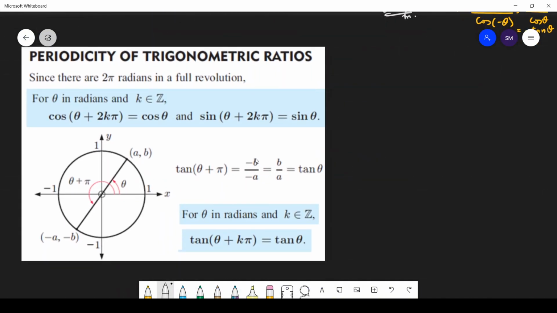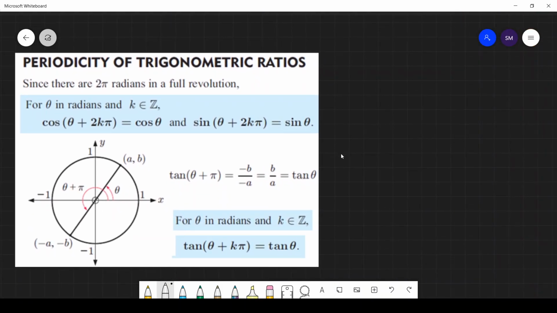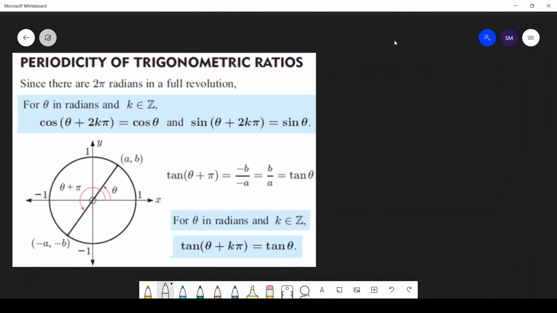So students, next concept is periodicity of trigonometric ratios. See, there are functions which are periodic functions, meaning the value of the function repeats after a certain period. What does this mean?